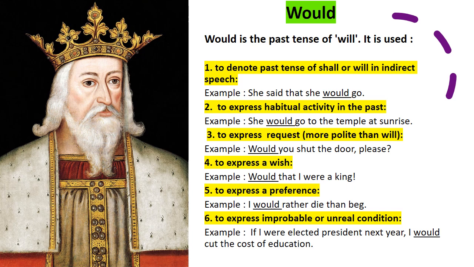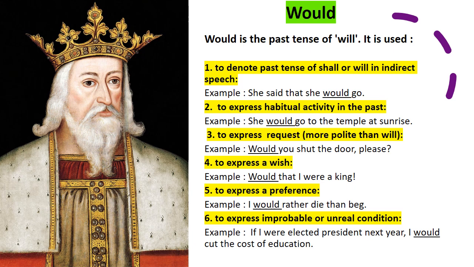Now students, let us see uses of would. Would is the past of will. It is used, number one, to denote past tense of shall or will in indirect speech. From direct to indirect speech, when you change shall or will, you change that into would. For example, she said that she would go.